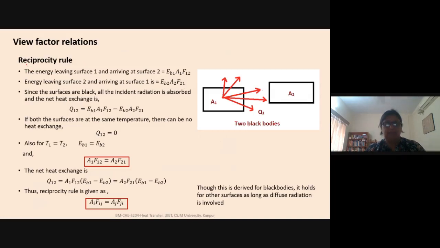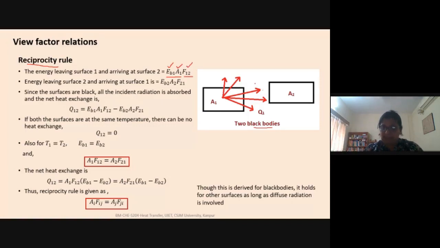This is my reciprocity rule. What is this? Now suppose we have two bodies, A1 and A2. Radiation going out of A1 is falling on A2. Both of these bodies, if you notice, I have written, are black bodies. So the energy leaving surface 1 and reaching surface 2 is equal to EB1 A1 multiplied by the view factor F12. What is EB1? It is the total emissive power of the black body multiplied by the area multiplied by the view factor.